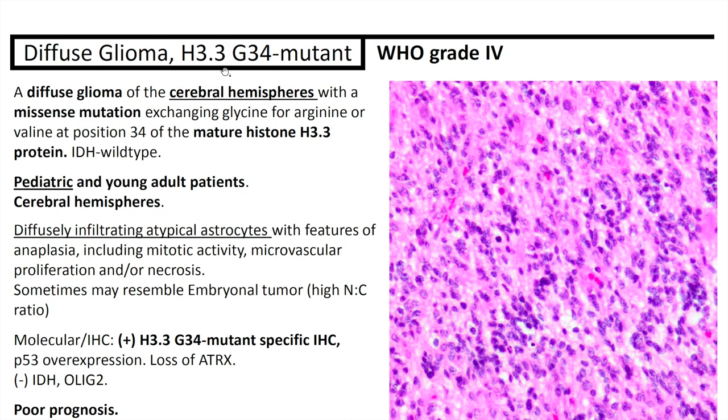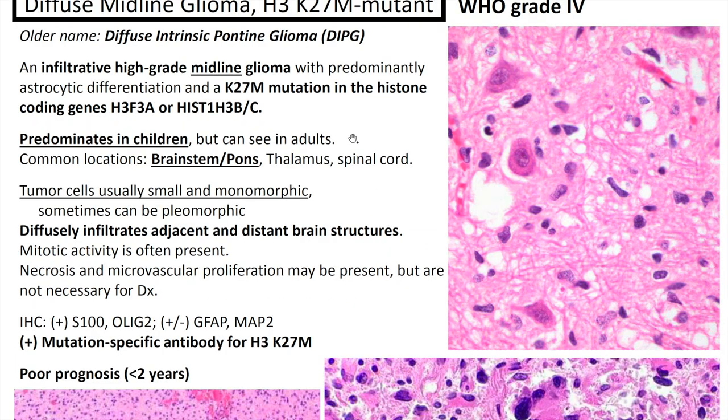So, diffuse glioma H3.3 G34 mutant commonly occurs in the pediatric and young adult populations and in the cerebral hemispheres. It has diffusely infiltrating atypical astrocytes with features of anaplasia, including mitotic activity, microvascular proliferation, and/or necrosis, and sometimes it may resemble an embryonal tumor with a high nuclear to cytoplasmic ratio. So by IHC, it's going to be positive for H3.3 G34 mutant-specific IHC, P53 overexpression, loss of ATRX, and negative for IDH, or OLIG2. And this typically has a poor prognosis.